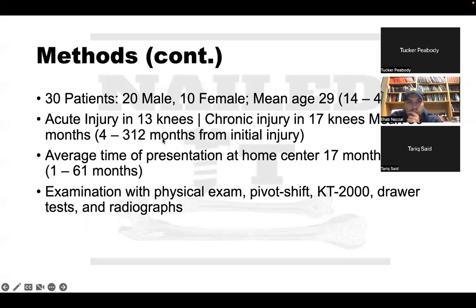And so from the 30 patients, we had 20 that were male, 10 that were female. Their mean age was 29. 13 of them had acute injuries, and then 17 had chronic injuries, which were anywhere from 4 months to 312 months from the actual initial injury. They presented to the home center and the studying institution 17 months post-op on average. The authors then did physical exam, pivot shift, KT2000, drawer tests, and radiographs to fully evaluate the patients and look at all their findings.